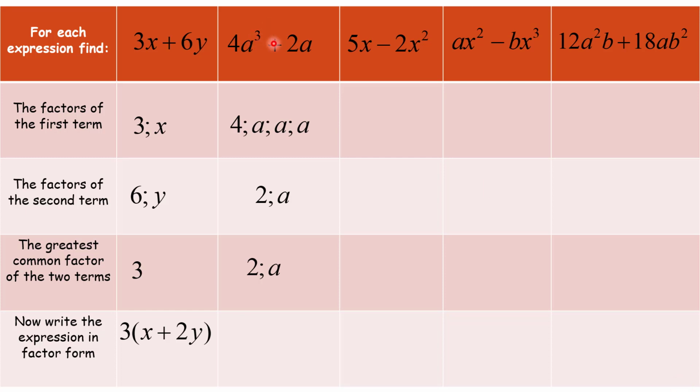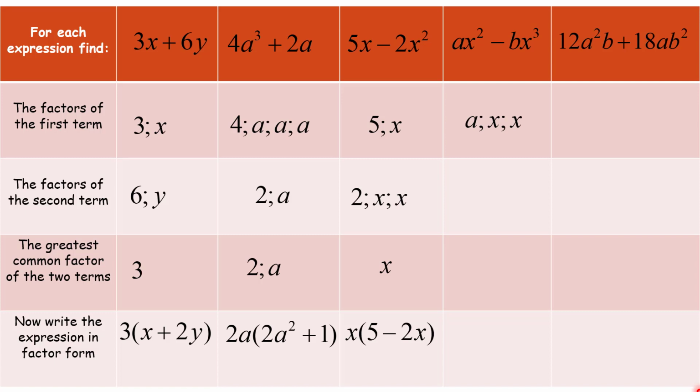So now to get the other factor, we take this binomial and divide it by 2a. And then we get 2a squared plus 1. So we have factorized this expression, finding the greatest common factor. The factors of the first term. Good. The second term, what will be the greatest common factor? Only an x. So this will be x times 5 minus 2x.